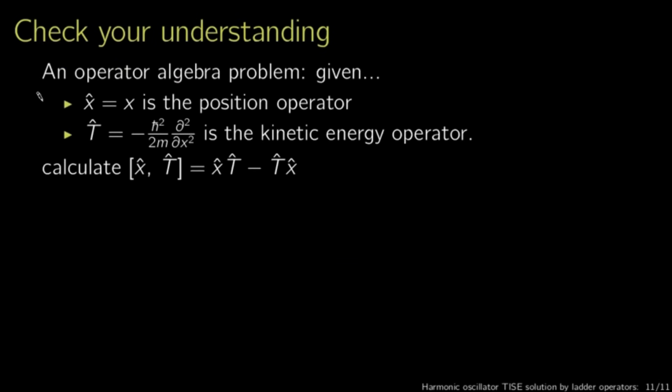To check your understanding, here is an operator algebra problem. Given that x hat is the position operator and t hat is the kinetic energy operator, essentially p squared over 2m, calculate the commutator of x and t. That's just defined as this. The one tip I have for you here is to be sure to include a test function when you expand out these terms. And when you take second derivatives, do it as a sequence of two steps. Don't just try and take the second derivative twice in one step. You may have to apply the product rule.